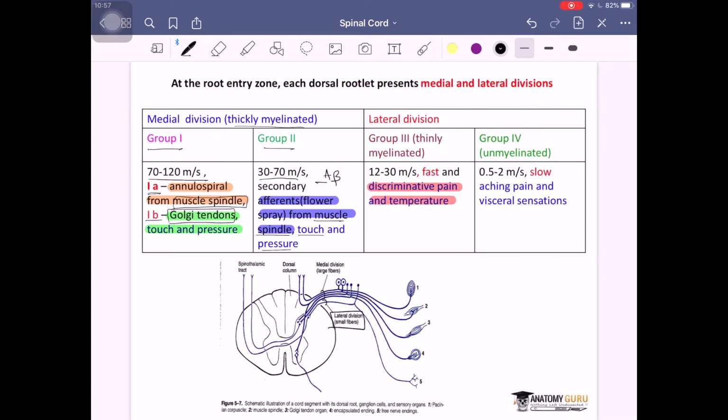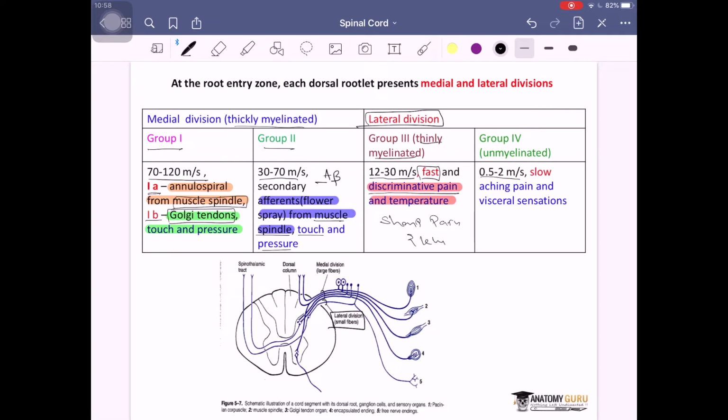Now the lateral division, this is your lateral division. Group 3 of the lateral division is thinly myelinated, where the speed is further reduced. It is 12 to 30 meters per second. It is relatively fast in your lateral division. In the lateral division you have unmyelinated and myelinated fibers. Compared to this one, it is a faster division. So group 3 is the faster division, and they are your A delta fibers. They carry discriminative pain, that is sharp pain, and temperature.